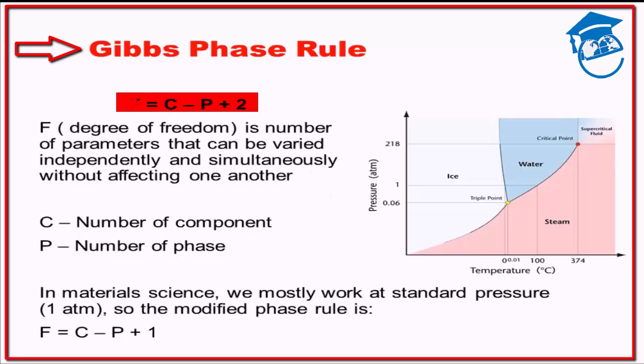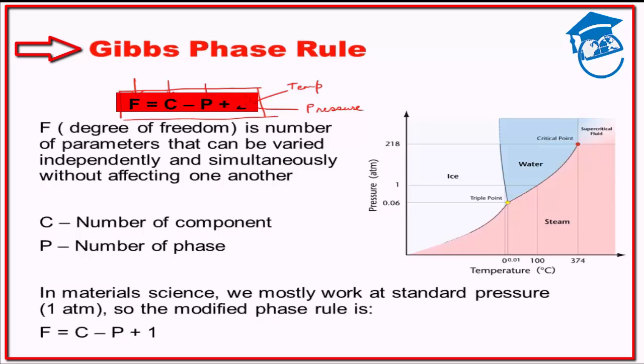But let me state the rule. What exactly is the rule? The rule tells that the number of degrees of freedom F is C, the number of components, minus P, the number of phases, plus 2. You might ask, where does the plus 2 come from? The plus 2 is basically one contribution from temperature and another contribution from pressure. So if pressure and temperature can be variables, then we add a plus 2 over here.